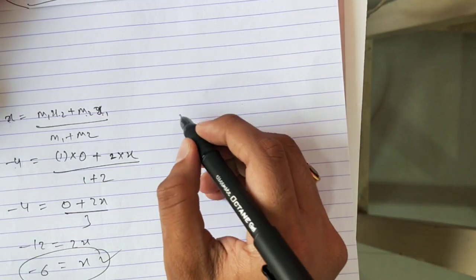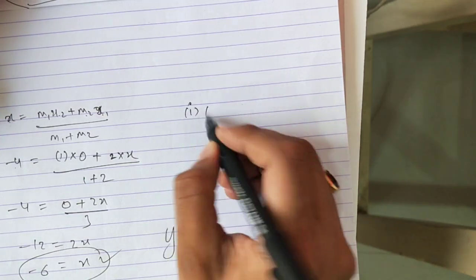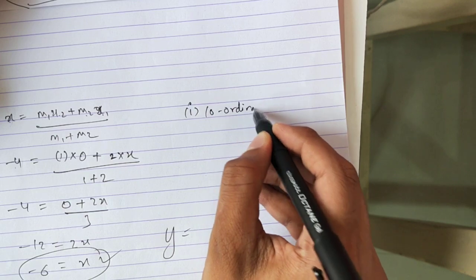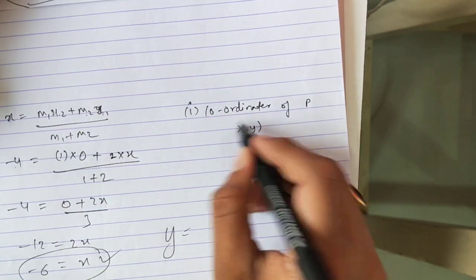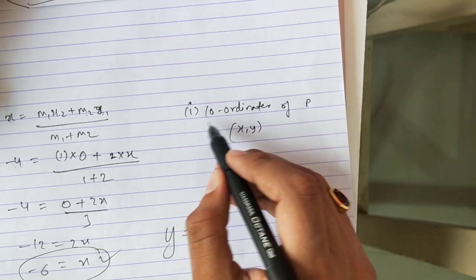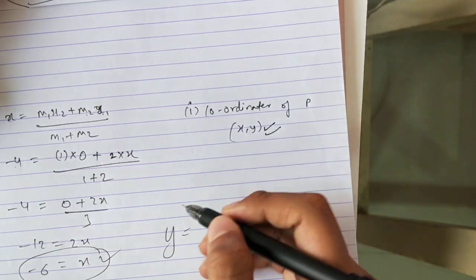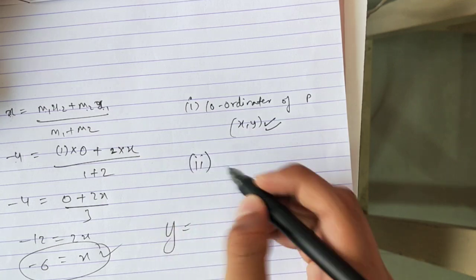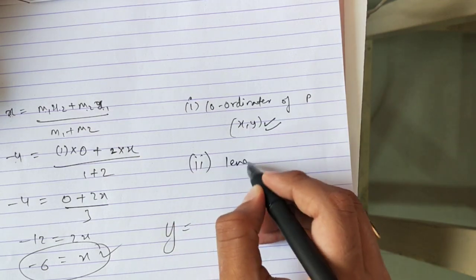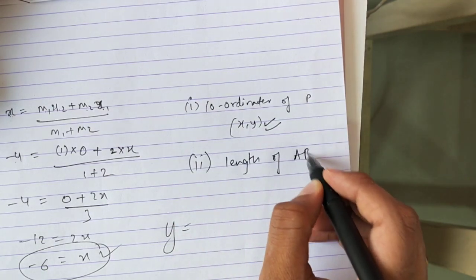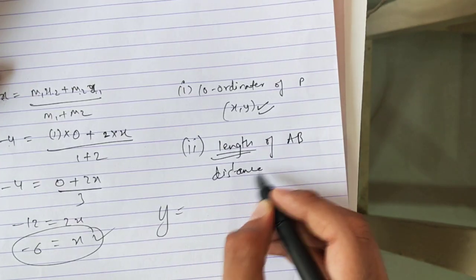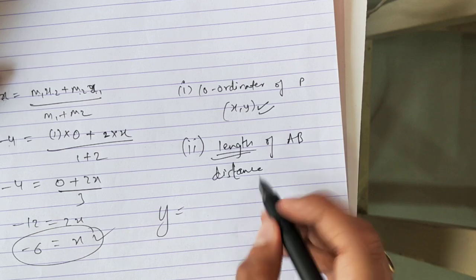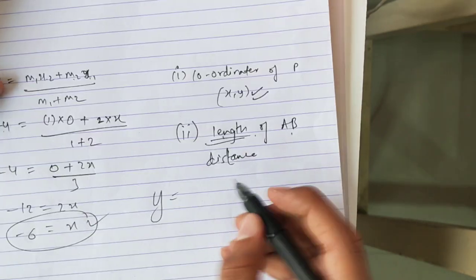In a few questions, they will ask you first to find the coordinates of P, that is x comma y. You can do that easily by using the formula. In the second part, they will ask you to find the length of AB. Length means distance. So if they ask you length of AB, you have to use the distance formula.